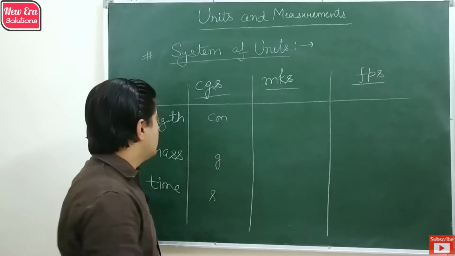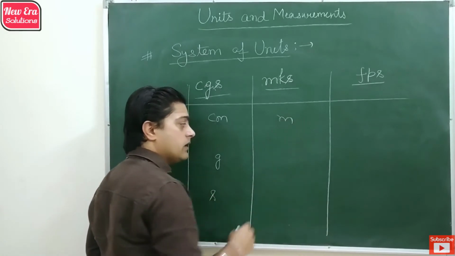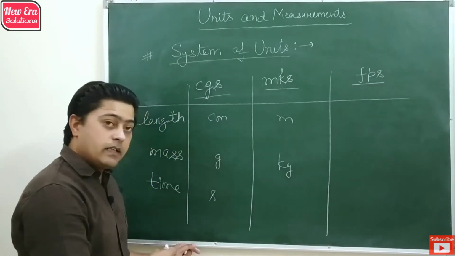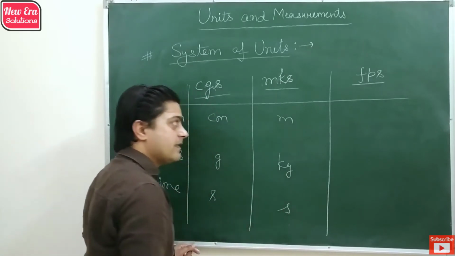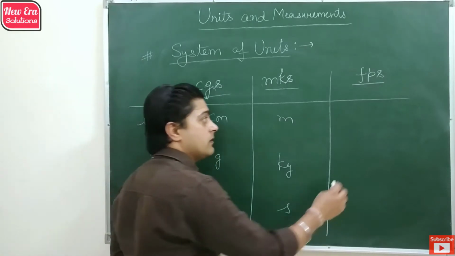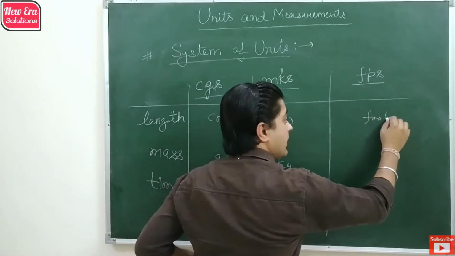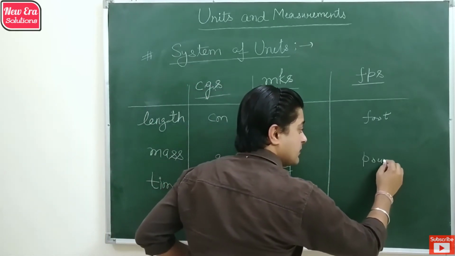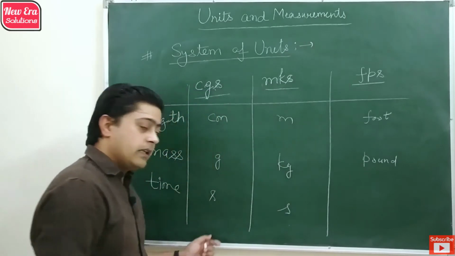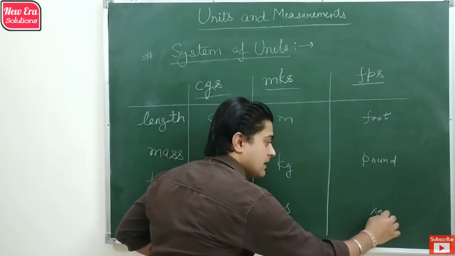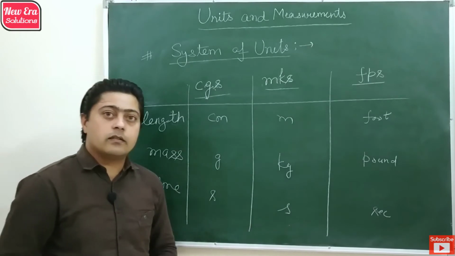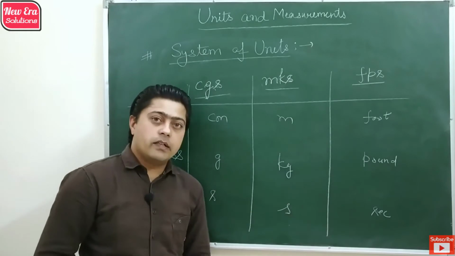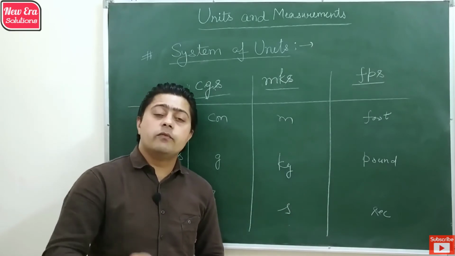In the MKS system, the standard unit of length is meter, the standard unit of mass is kg, and the standard unit of time is second. In the FPS system, the standard unit of length is foot, the standard unit of mass is pound, and the standard unit of time is second. So in these three systems, three fundamental physical quantities have three fundamental units, and they are not universally accepted.